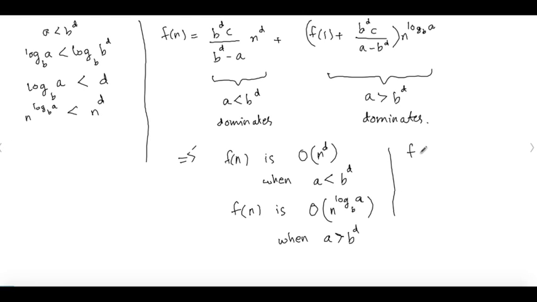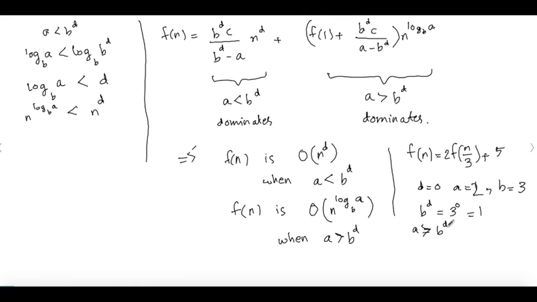So now if you are given f(n) equal to 2 times f(n/3) plus 5, this means your d is equal to 0, your a is equal to 2, and your b is equal to 3. So what is b^d? b^d is equal to 3 to the 0, which is equal to 1. A is equal to 2 here, sorry about that. So a is greater than b^d here. So this means our f(n) is O(n to the log_3 of 2).